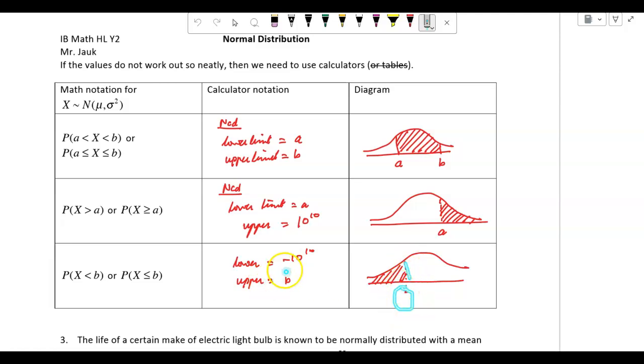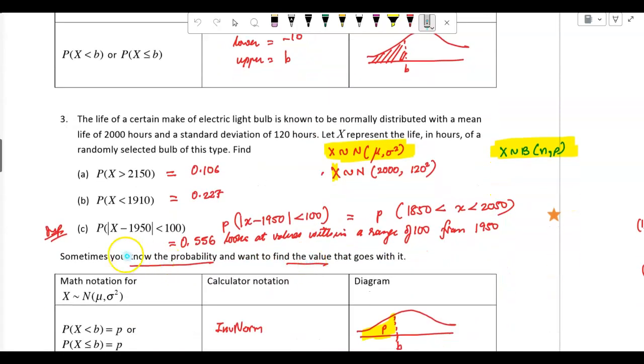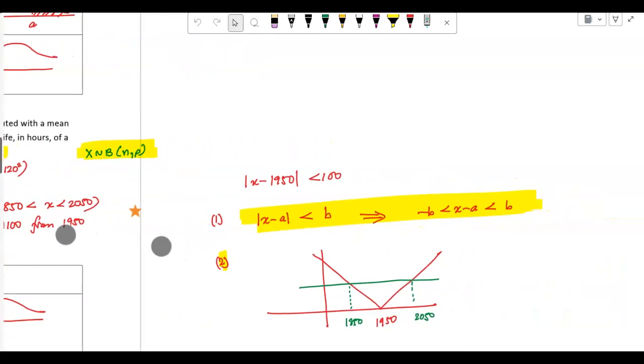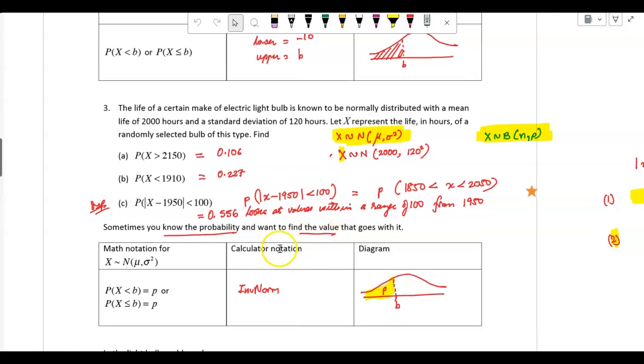So for binomial, my expected value is just np and variance is np(1 minus p). Correct, that's for binomial. This is important. So this will become 1850 to 2050. Your modulus is, you have to get it in between that. When modulus of x minus a is less than b, you have to solve this inequality. Just remember that, then they become the lower limit and upper limit.